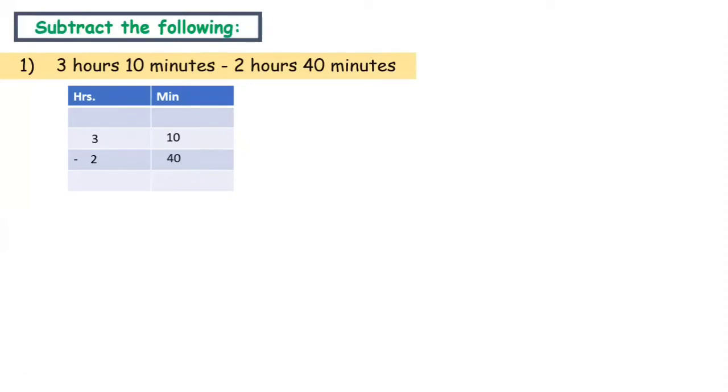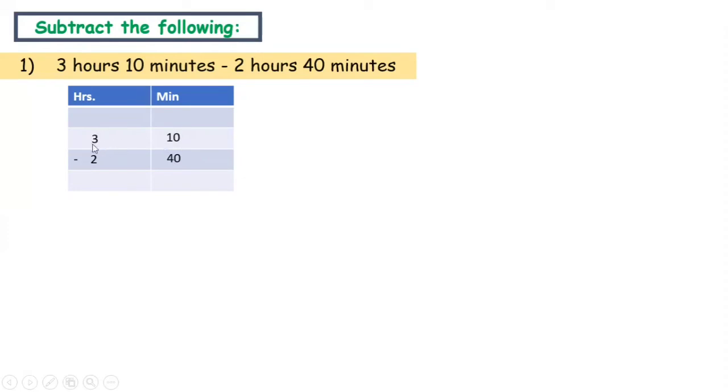Now what is the first thing we do? We have 10 and 40, so we have to subtract this. Now 10 is the smaller number and 40 is the bigger number. So what we do usually in subtraction, we carry or we take a number from 3 and we carry the number.